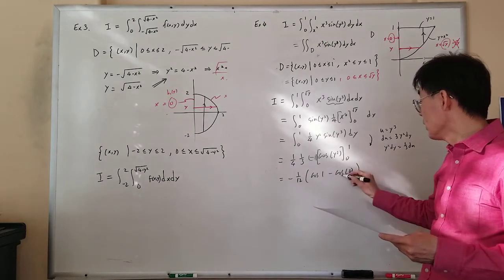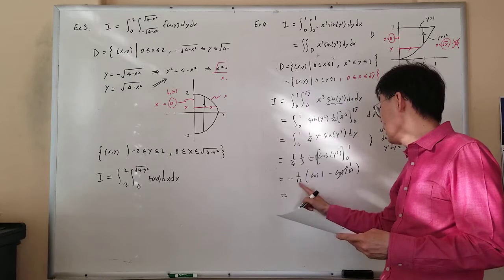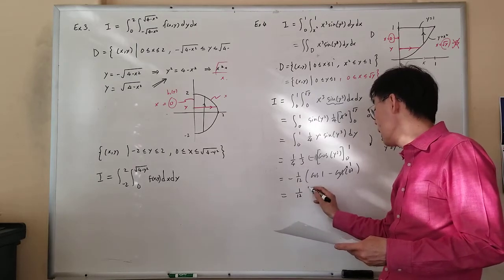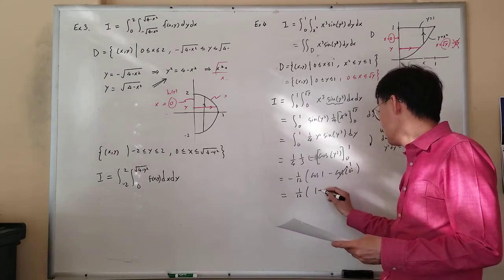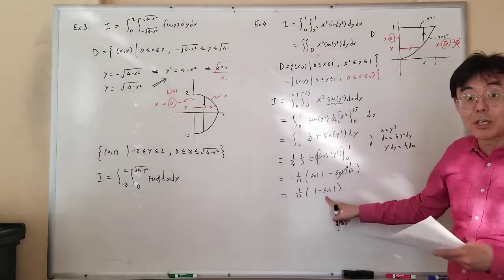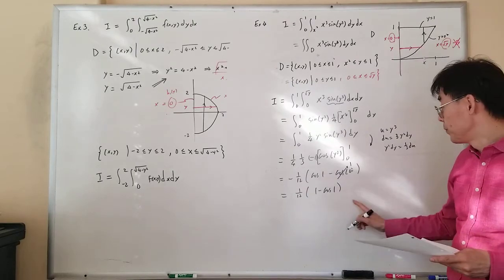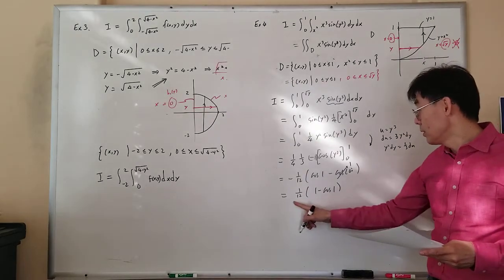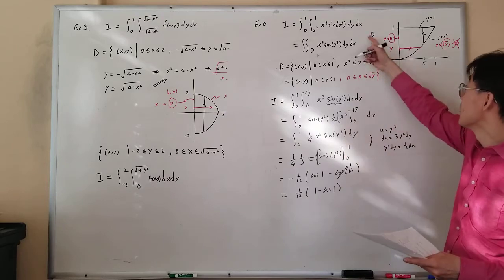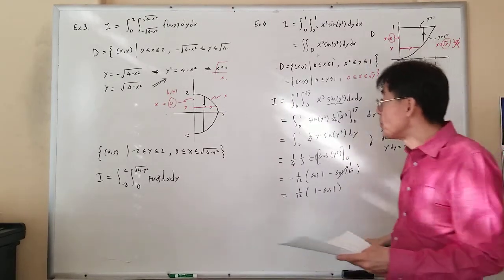Now, cosine of 0 equals 1. Take the minus inside. This will be 1 minus cosine of 1, which is cosine of 1 radian. So it's less than 1. This is a positive number, as we expected.